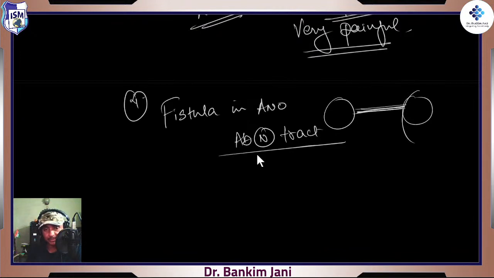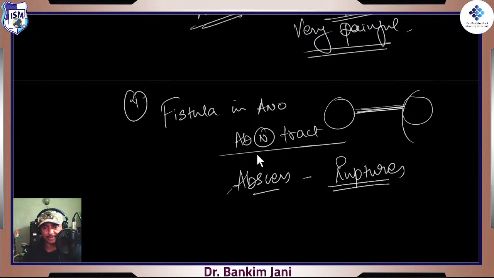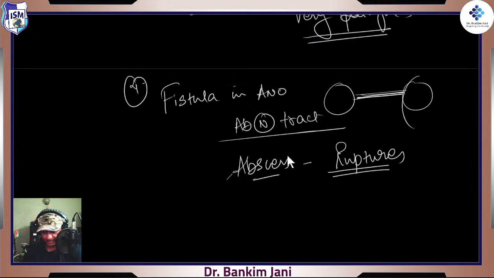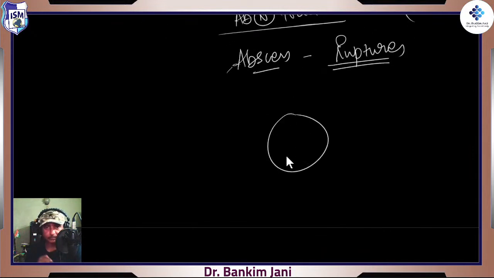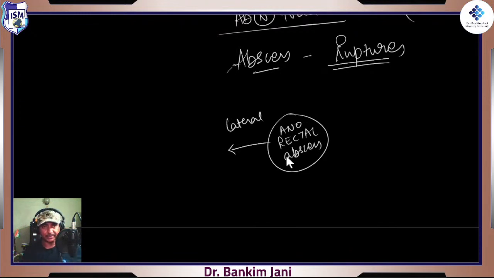So how can it occur? Whenever there is any abscess, pus formation, and it ruptures, that can lead to formation of this abnormal track. Say, for example, the anorectal abscess collection. If it goes laterally, yes, we know this part, because on the lateral side there is the ischioanal fossa. So it goes into the ischioanal fossa.